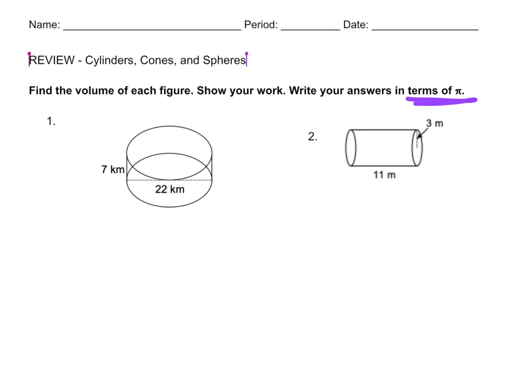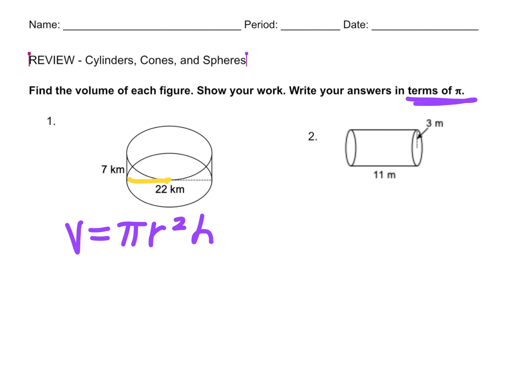Okay, so our first figure is a cylinder. To find the volume of a cylinder, our formula is pi r squared h. Pi times the radius squared times the height. So first thing we do is look for the radius. The radius is half of the diameter. So it's from the center of the circle to the edge. So it's half of 22. Half of 22 is 11.